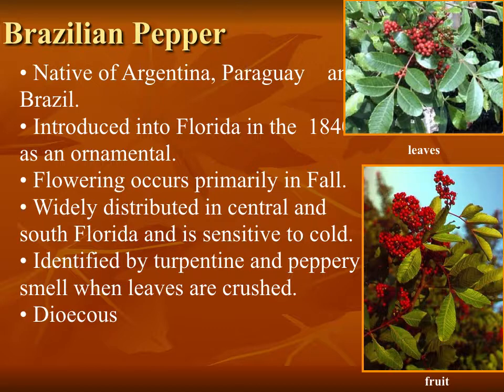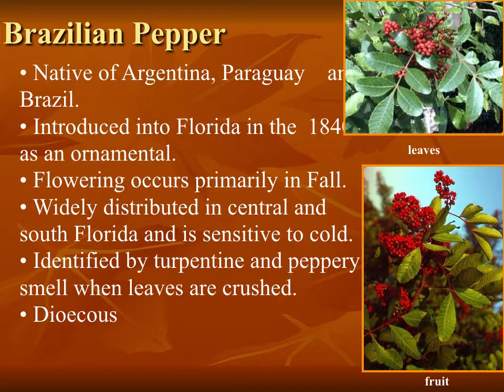Flowering occurs primarily in fall. The flowers are relatively insignificant. The female Brazilian pepper tree will produce beautiful red berries right around Christmas time, and they stand out against the nice dark green leaves. It is pretty. It can be identified by a turpentine and peppery smell when the leaves are crushed.